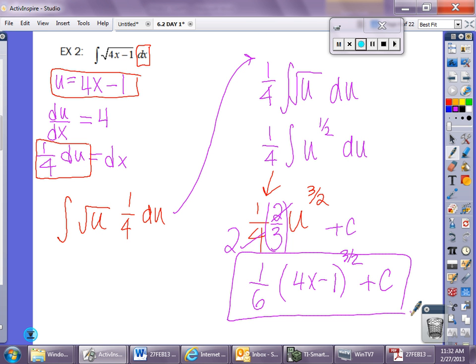Process is pretty simple, okay? The process isn't too bad. It's finding and trying to figure out what your u is that's actually harder, okay? So let's look at the next one.